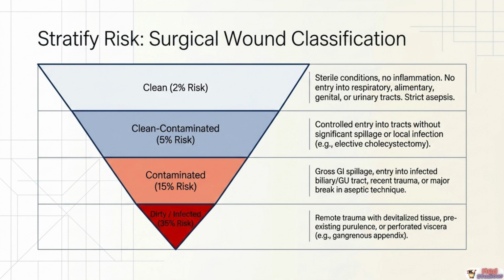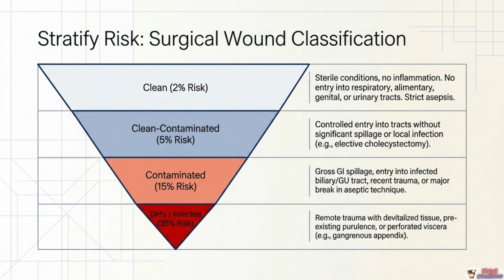Class 1, clean, carries a 2% infection risk. These wounds are created under strict aseptic conditions, with no entry into the respiratory, alimentary, genital, or urinary tracts, and no evidence of local inflammation. Elective hernia repair and breast lumpectomy are classic examples.